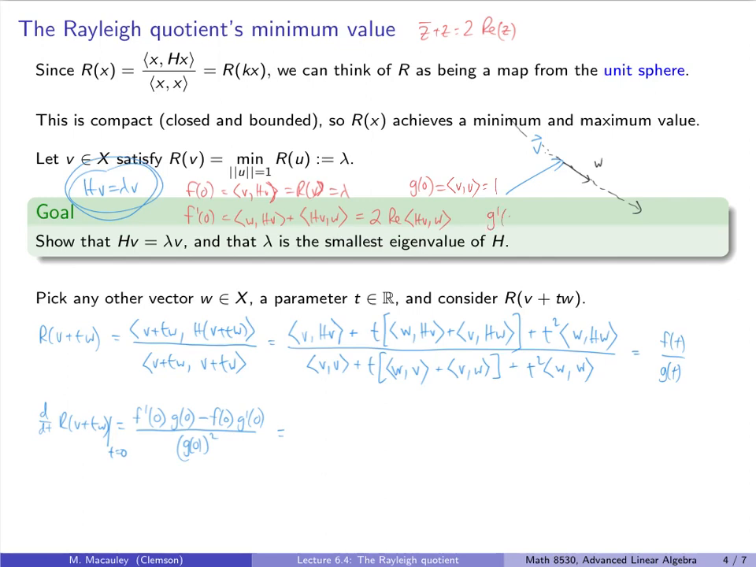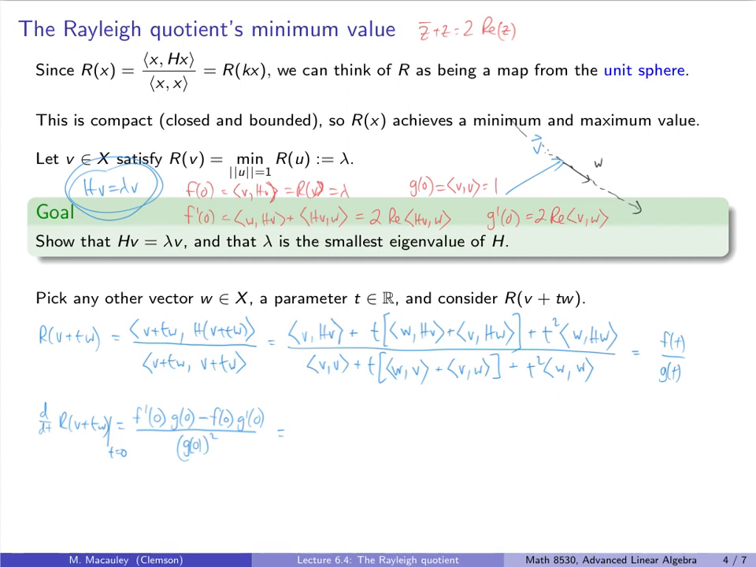And now g prime of 0. Once again, this is a degree 2 polynomial. Take the derivative, plug in 0. You just get the coefficient of t. And so we can combine these as before, and we get 2 times the real part of v dot w.